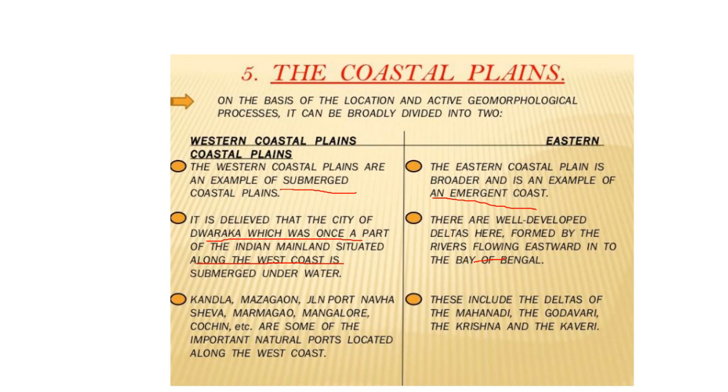Then Kandla, Mazgaon, and Jawaharlal Nehru Port, Nhava Sheva, are important examples on the western coastal plains. And the eastern part includes the deltas of the Mahanadi, Godavari, Krishna and Kaveri. Kolkata is an important port located on the coastal plain of the eastern part. Then there are Visakhapatnam and Machilipatnam. These are the important coastal ports located in this part.